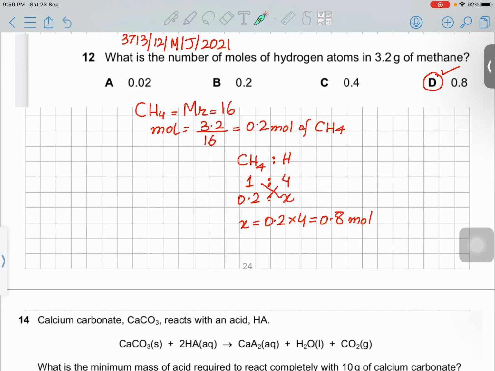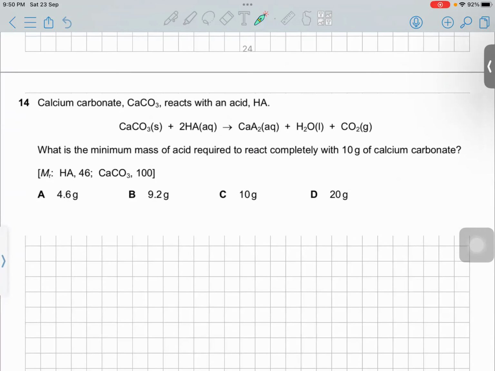Okay, sir. Now the next question, question number 14. Calcium carbonate reacts with an acid. What is the minimum mass of acid required to react completely with 10 gram of calcium carbonate? So first step is to find the mole of calcium carbonate. Gram is 10, MR is 100. So mole is 0.1 mole. Are you getting my point?